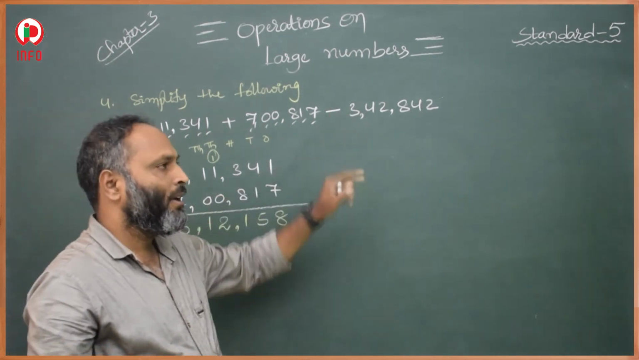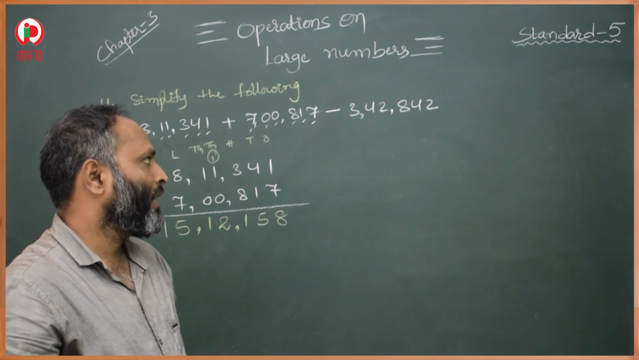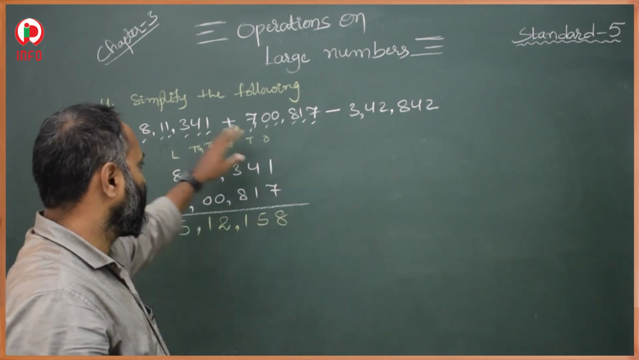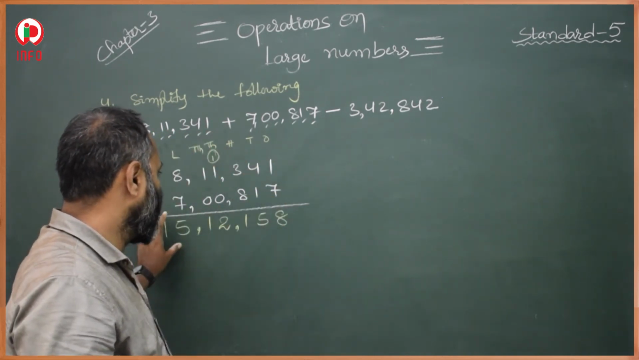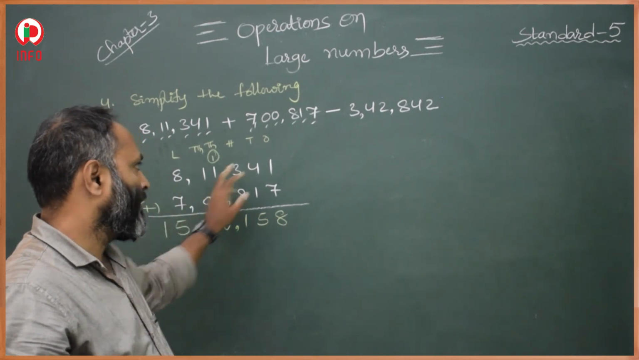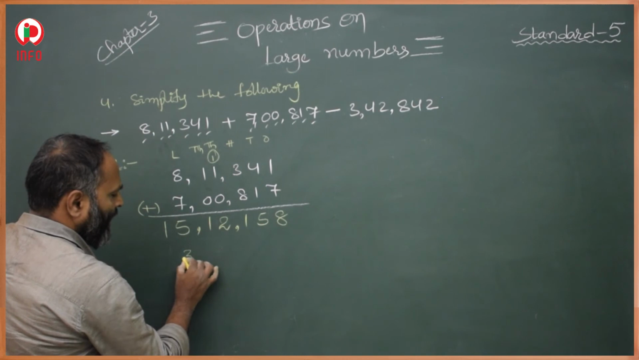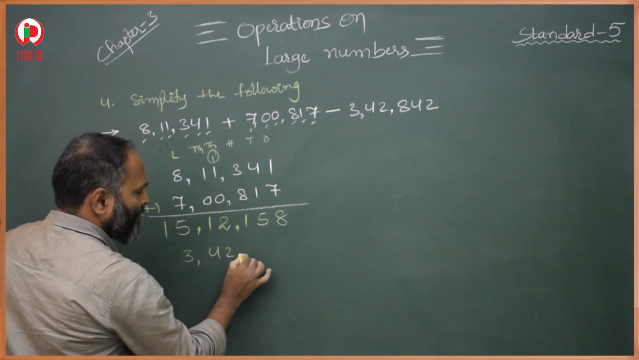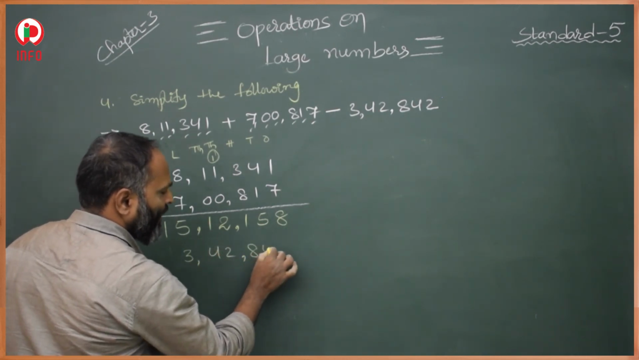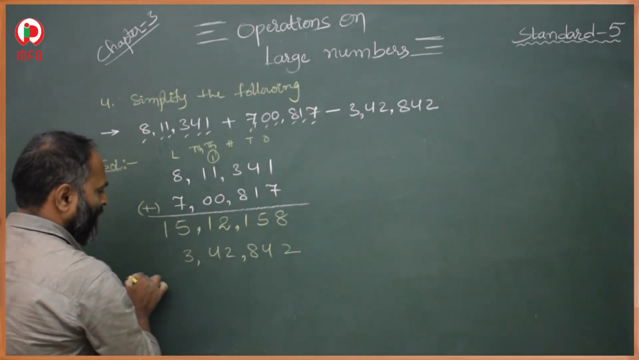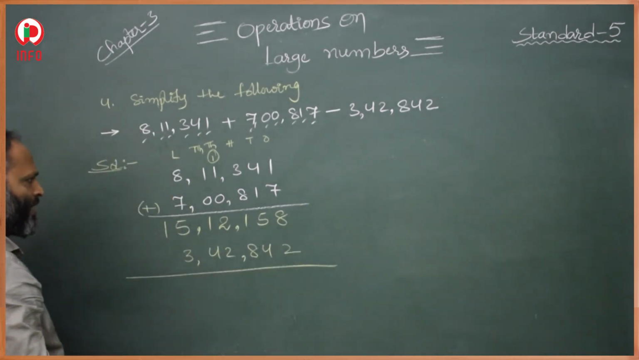From this answer we do the minus. Which one? This one. 3,42,842. From this addition we have to subtract this one, 3,42,842. This is the minus.